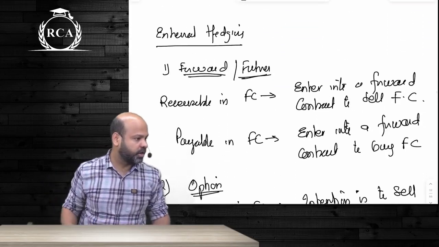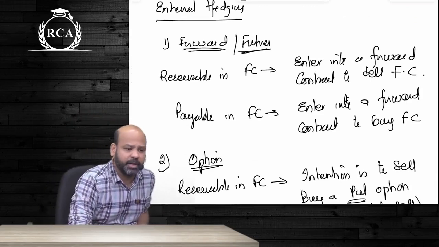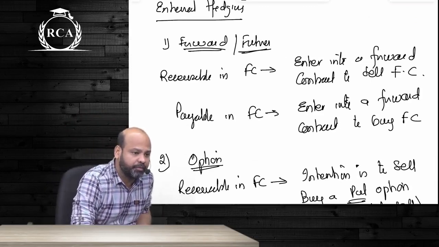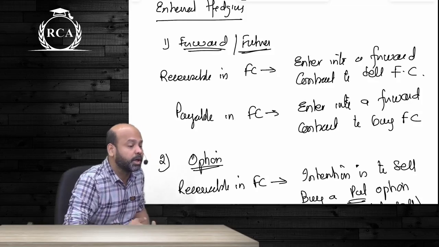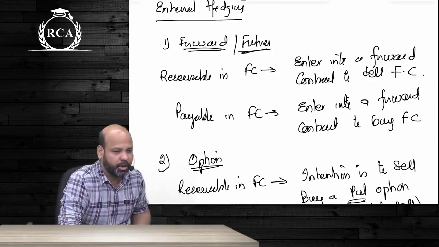Under external hedging, the first one is forward. Forward hedging is very simple. In case you have a receivable in foreign currency, you should enter into a forward contract to sell that foreign currency. Not always will the foreign currency be the commodity.